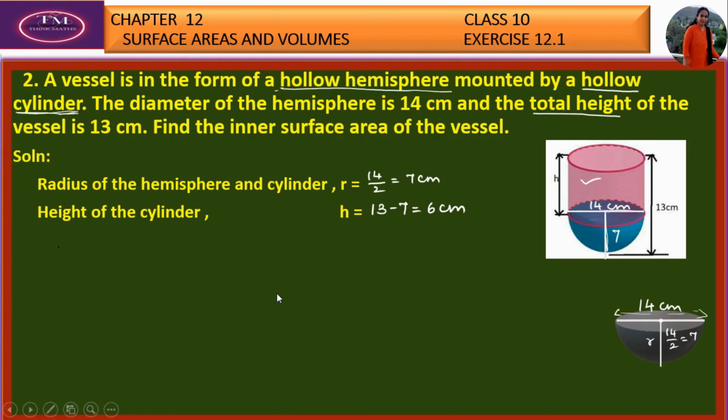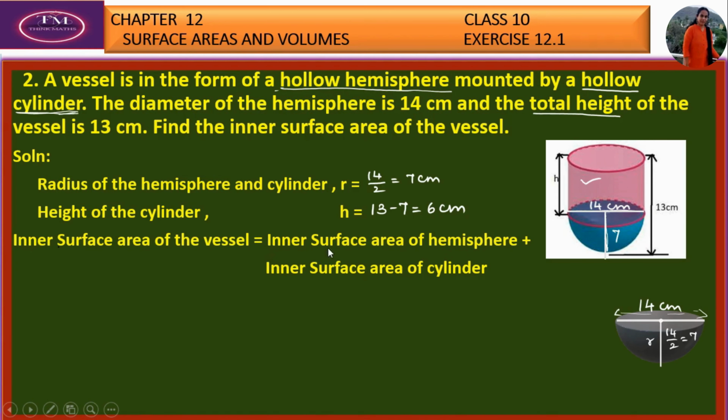So next step is we have to find out the inner surface area of the vessel. As we understood by the practical objects, it is nothing but the inner surface area of the cylinder plus inner surface area of the hemisphere, which is the curved surface area of the hemisphere plus curved surface area of the cylinder. So let us write: inner surface area of the vessel is nothing but inner surface area of hemisphere plus inner surface area of cylinder. So what is the inner surface area of hemisphere? It is nothing but curved surface area of hemisphere.